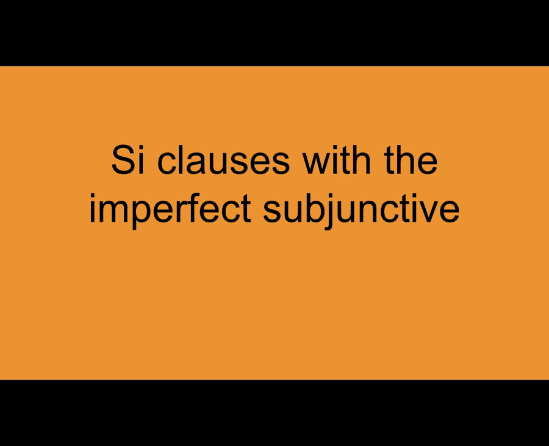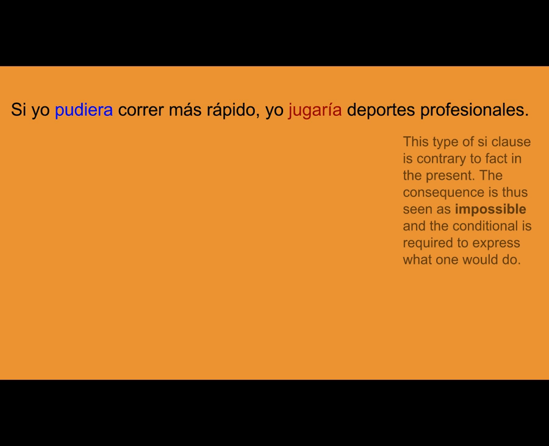The second si clause is with the imperfect subjunctive. And there's no choice in the back end of this. What needs to be used is the conditional tense. If I won the lottery, I would buy an island. This is considered not possible. And so, when this type of clause is contrary to fact in the present tense, the consequence is thus seen as impossible. We need the conditional to express what one would do if the situation were to happen.